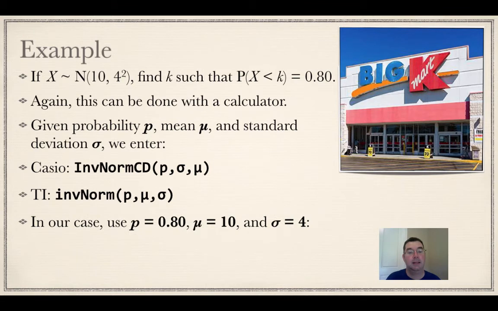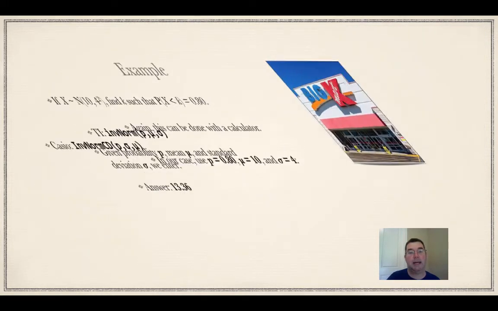All right? So in our case, we have a probability of 0.8. We know that mu is 10 and sigma is 4. So our answer is 13.36. I enter in those three numbers. Depending on which calculator I use, that's what I get.